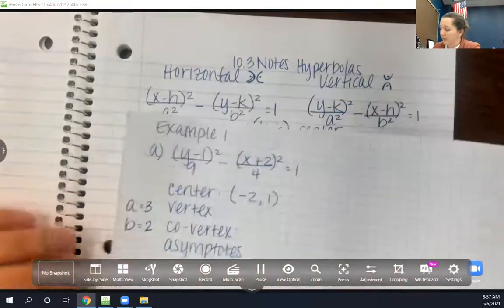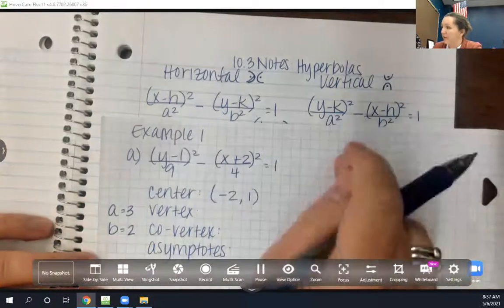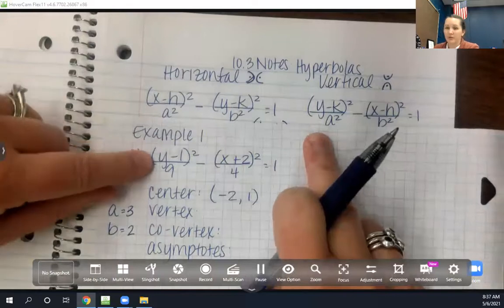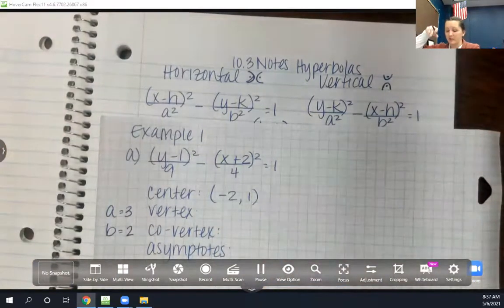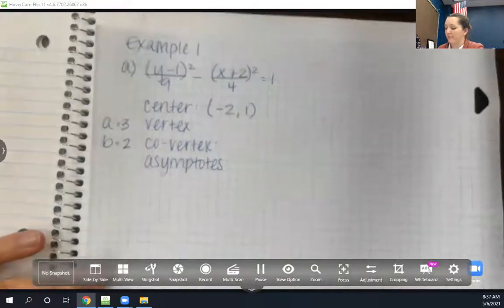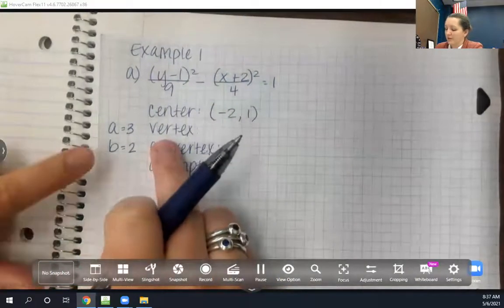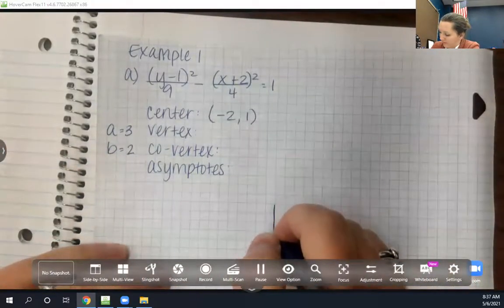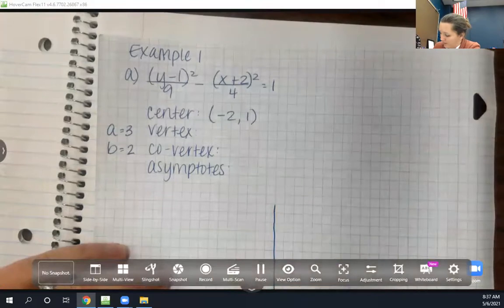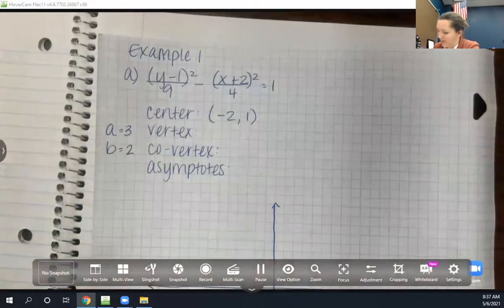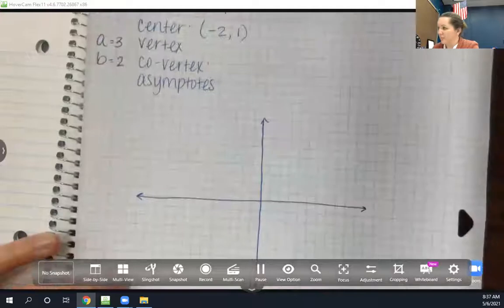So notice what type of stretch it is. I'm going to look here at my standard equation. Since my y value is first, I know that it's going to be vertically stretched. So it's going to point up and down. That helps us to know how we're going to draw that graph. So let's start following our steps on your notes to figure out how we're going to graph this hyperbola. All right, so our center is -2, +1.